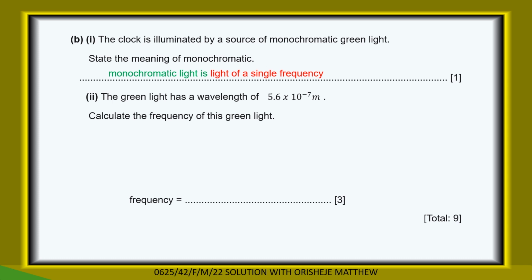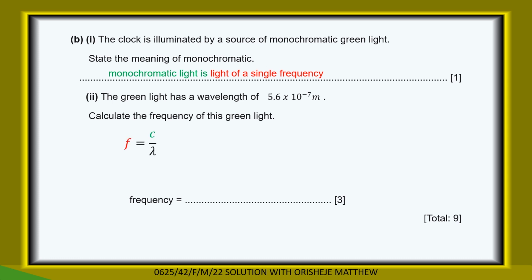This is a question that is testing the relationship between frequency, wavelength, and the velocity of light. Mind you, in this question, there is a parameter that is not given to you, which is the speed of light. So you are expected to know that in the course of your study. The speed of light is 300 million meters per second.